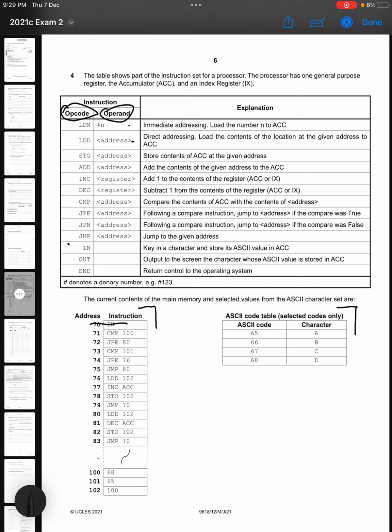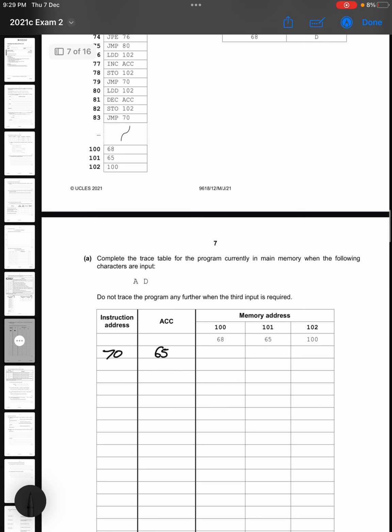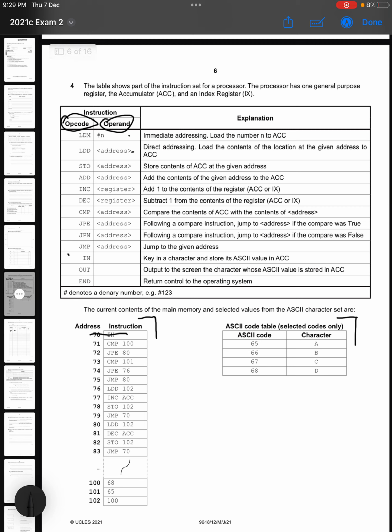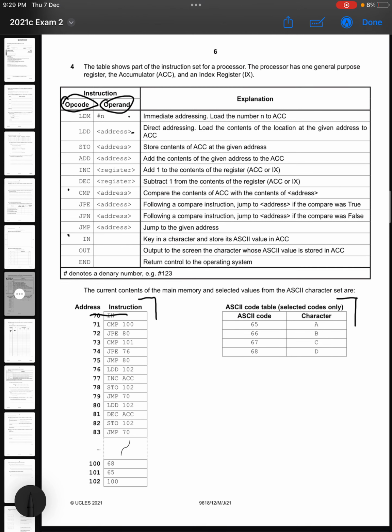Next address, we're going to put a line through so we don't get confused. Next address, 71. Let's go down here, 71, in our instruction address. And our instruction is CMP 100. CMP, compare the contents of ACC with the contents of address. So it's a compare instruction. So we have to compare the contents in address 100 with 65. In address 100, our value is 68. Now we know that 65 does not equal 68, so it is false.